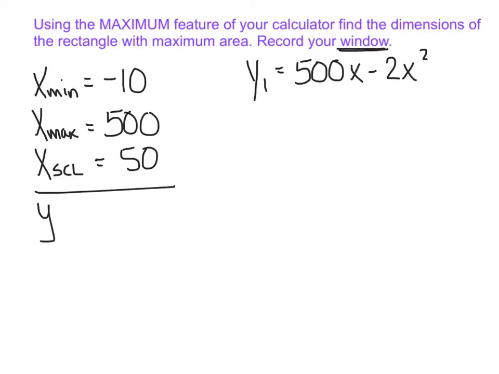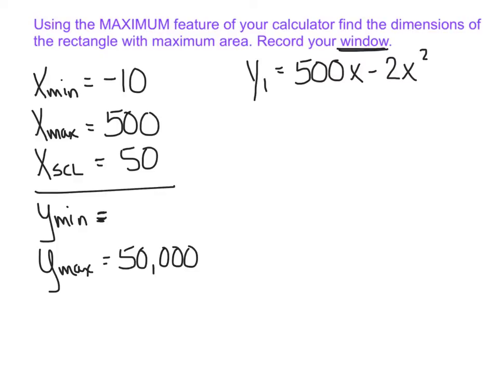Now, the y's are also a little trickier. Think about what the areas were on that table, because of course area is equivalent to our y value here. Those areas were really, really big numbers. Now the biggest number that we saw on our table was 30,000, but we're also a little suspicious that maybe the maximum is actually bigger than that. So you could go something like 35,000 or 40,000. I went with 50,000 just to be safe.